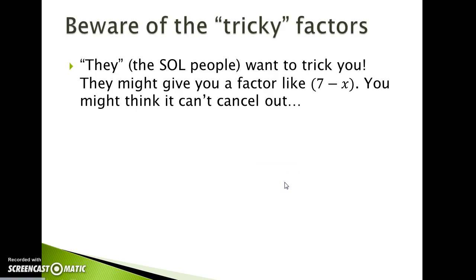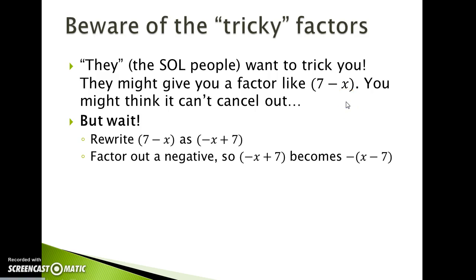Beware of tricky factors when this is going on. They, the SOL people, they want to trick you. They might give you a factor like 7 minus x. You might think it can't cancel out because you're not used to seeing factors like that, but wait.